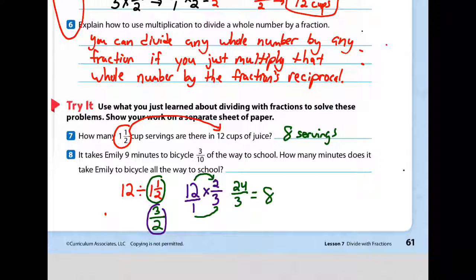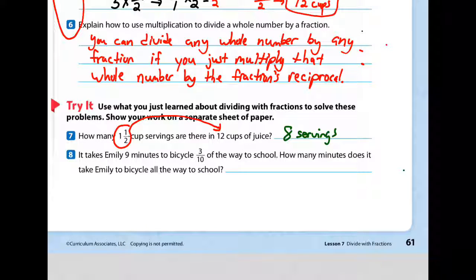Okay, so let's see how you did. So 8 says, I'm going to erase all this junk here so I have more room. Okay, 8 says, it takes Emily 9 minutes to bicycle 3/10 of the way to school. How many minutes does it take Emily to bicycle all the way to school? Okay, so 9 minutes to bicycle 3/10 of the way to school. So what I'm going to do is I'm going to draw a model, kind of like we did on the previous page, to help me understand this problem.